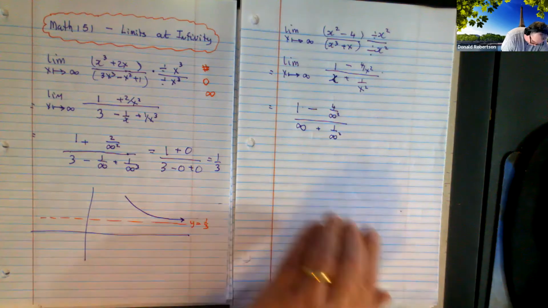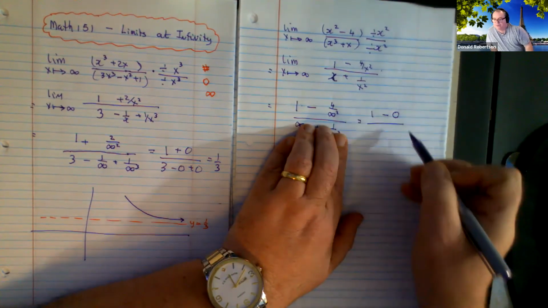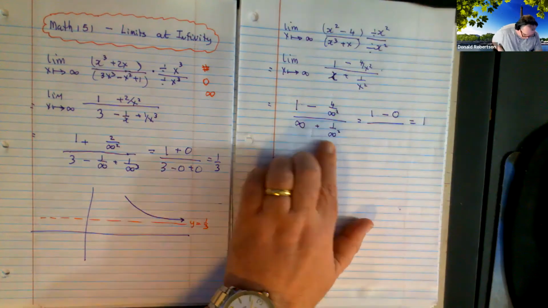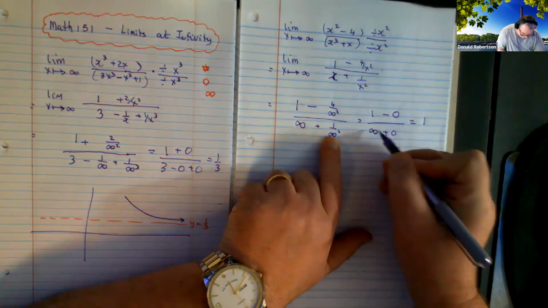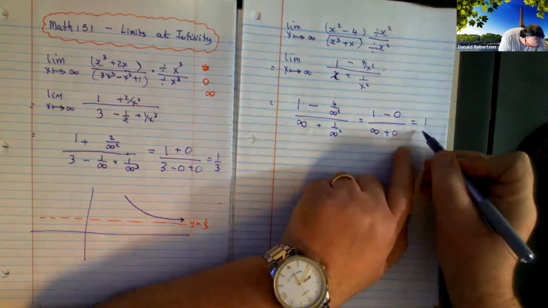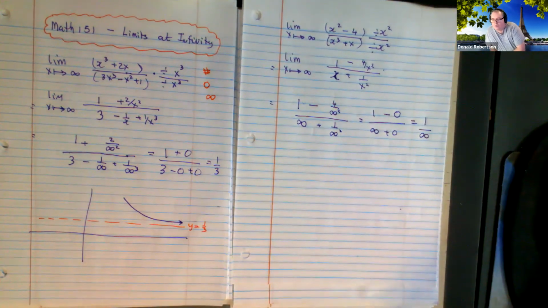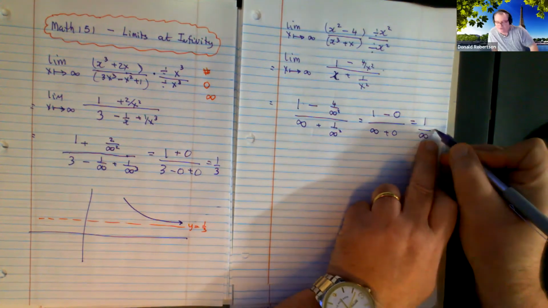Would you agree that the top line is 1, take away 0, which is 1? Are you comfortable with the 4 over infinity gets you 0? Now, 1 over infinity squared gets me 0. And so I've now got infinity plus 0, which is infinity. And what does 1 divided by infinity get us? 0.